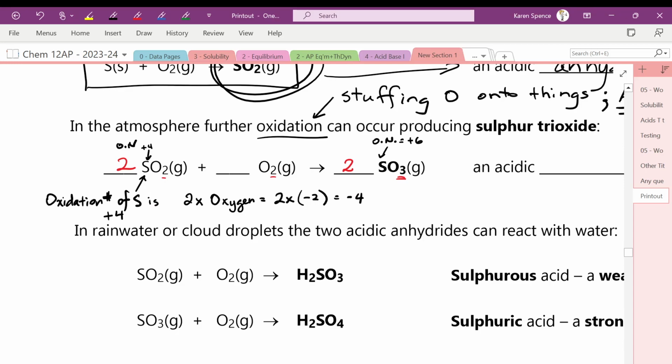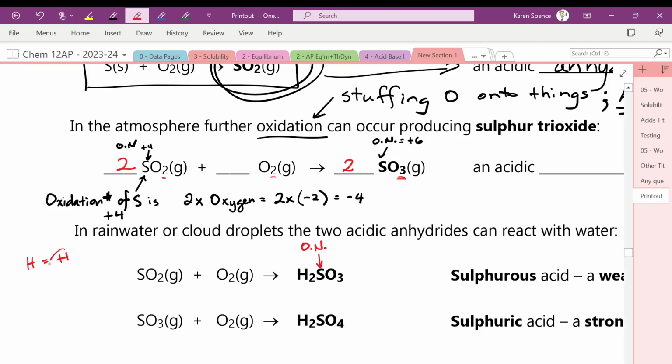Now let's say we have some SO2. It can react with O2, and it can form H2SO3. Let's find the oxidation number of sulfur here. Okay. What is the normal charge of hydrogen? +1, or -1, but only in hydrides. And is this a hydride? No. Hydrides are where it has a negative charge. Do hydrogens in acids have negative charges? No.